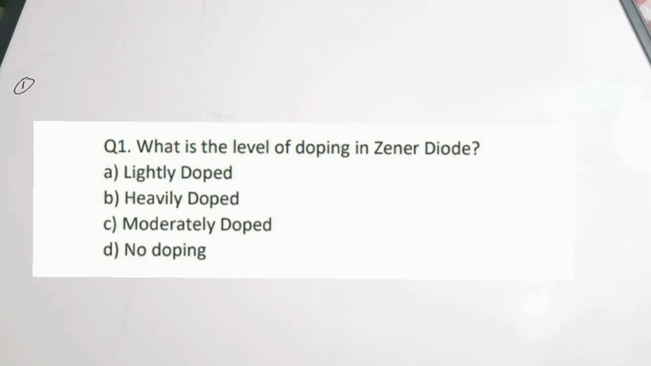So this question is asking about the level of doping of a Zener diode. A Zener diode is heavily doped so that the breakdown voltage occurs at lower voltages. For lower applied voltages, in order to have breakdown, the Zener diode is actually heavily doped. So the correct answer is option B, which is heavily doped. You should know a Zener diode is a heavily doped diode. The heavy doping is to ensure that the breakdown happens quickly.